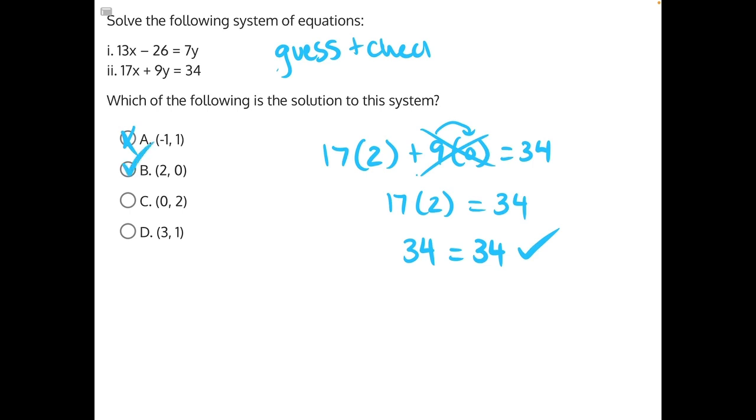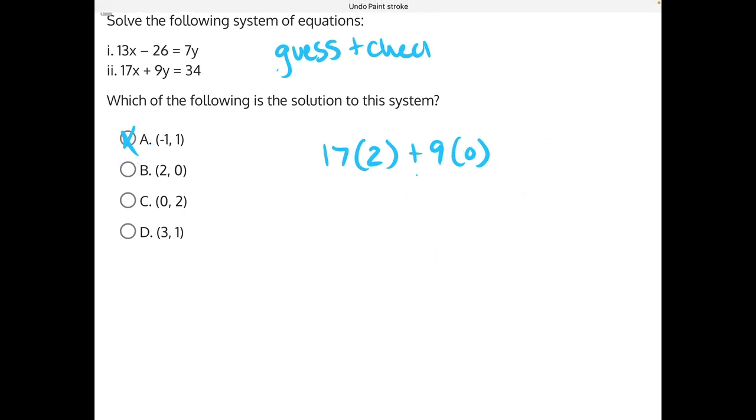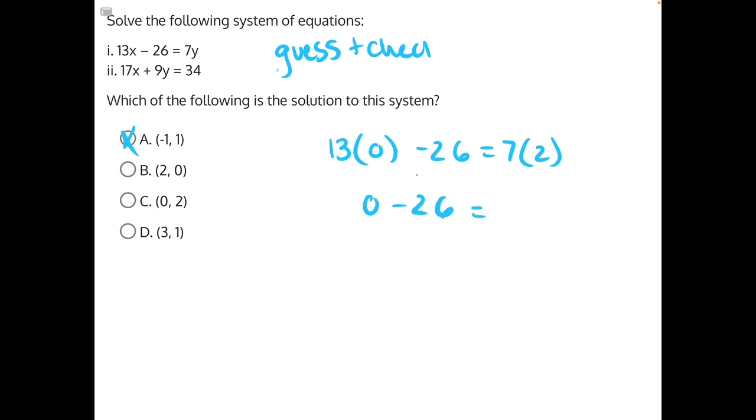At that point, you could mark B and move on with the rest of the test, but for the sake of the video, I'll show you why C and D are incorrect. For C, we would have 13 times 0, which is x, minus 26 equals 7 times 2, which is y. 13 times 0 is just 0, minus 26 equals 7 times 2 is 14. Already before I simplify this down any further, negative 26 is not going to equal 14, so C is incorrect.